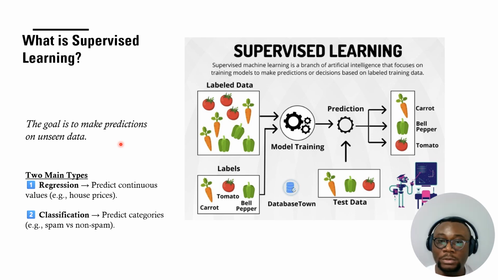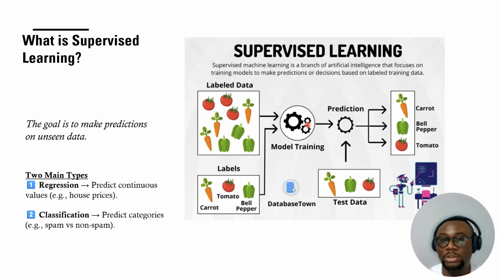In the same manner, if we have a data set that contains tomato, bell pepper, carrots, we have the characteristics of each of those. We feed these characteristics and also the label to the machine learning algorithm, and then at the end of the day we will make predictions to see if the machine learning algorithm is able to distinguish between a bell pepper, a tomato, or a carrot.